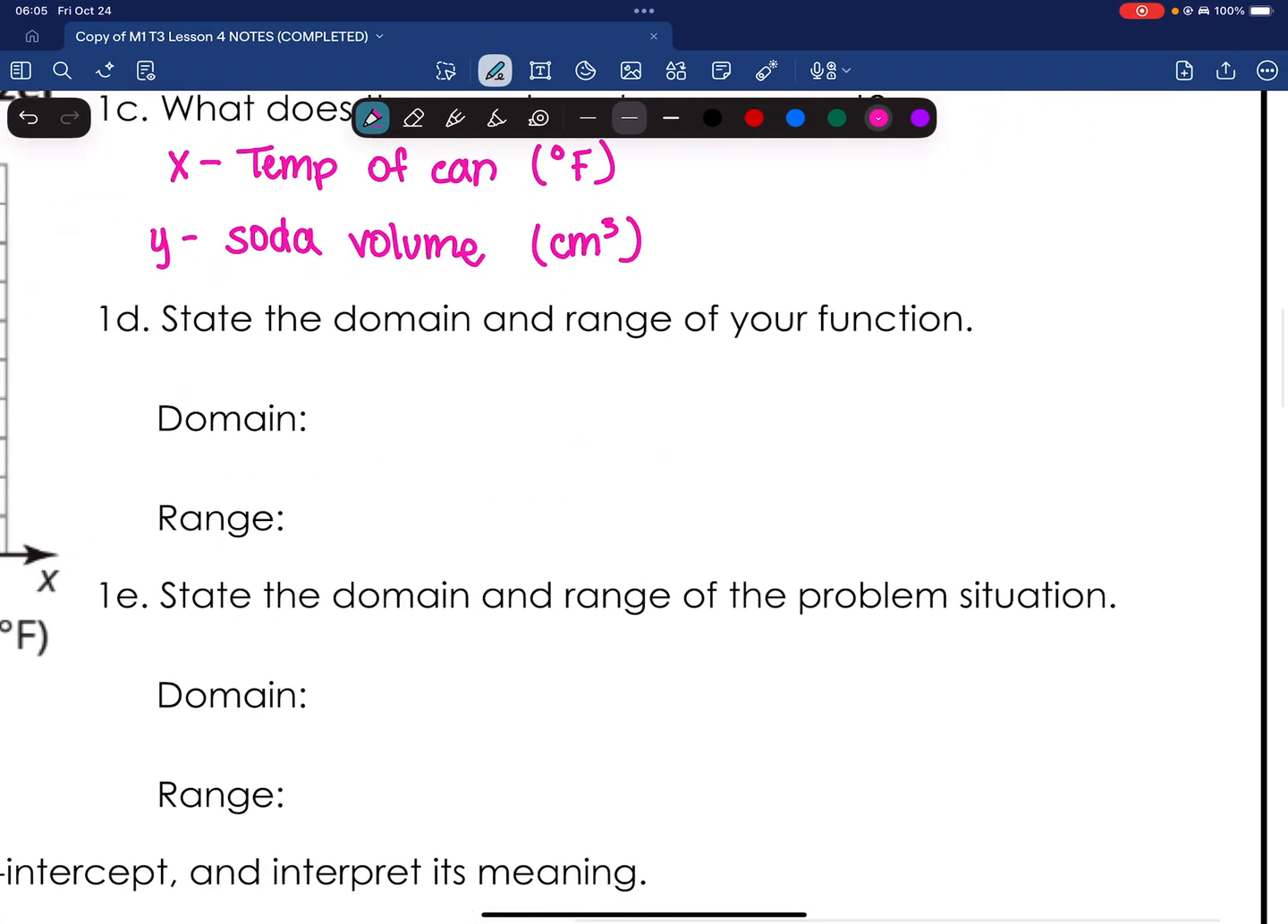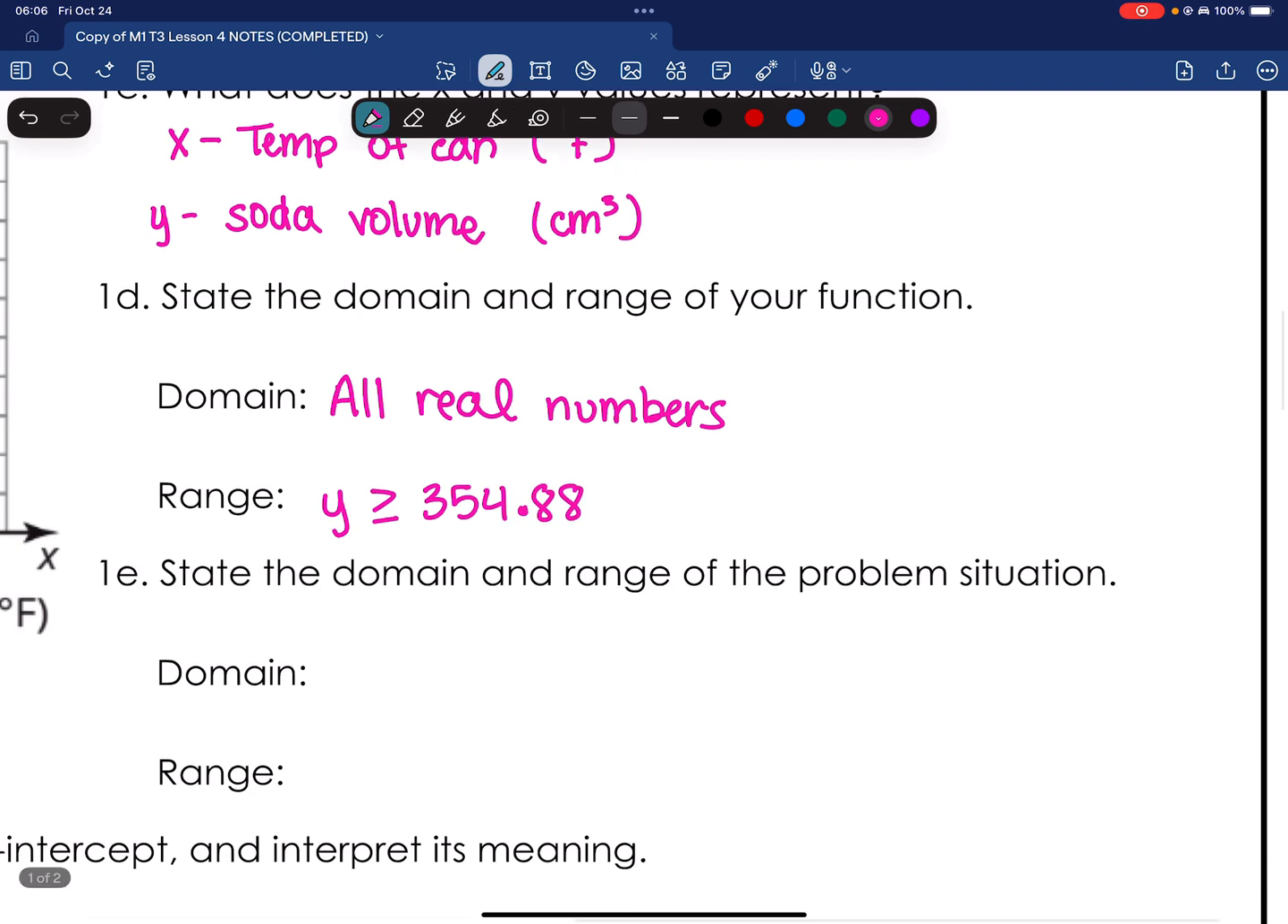So, again, our domain is all real numbers. Our range is y is greater than or equal to 354.88.